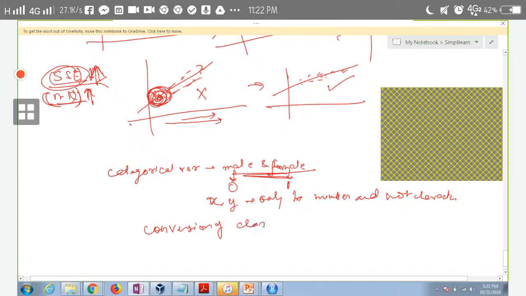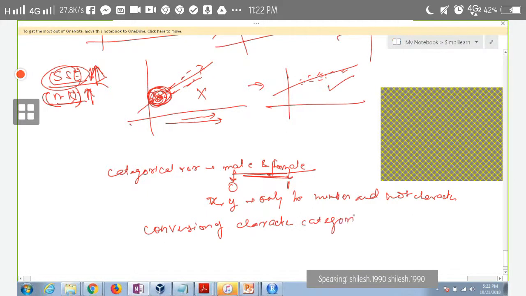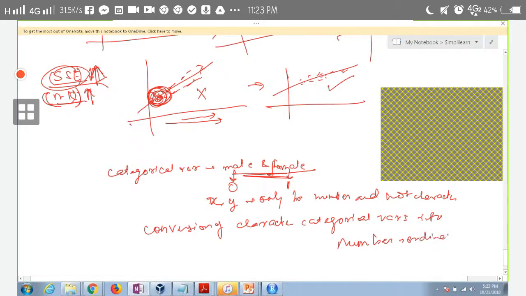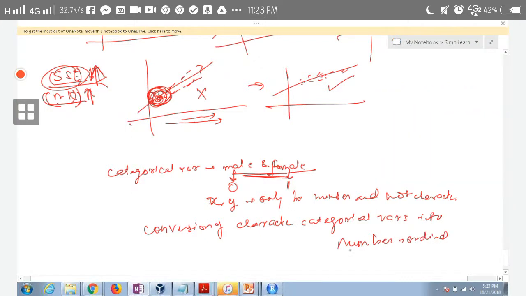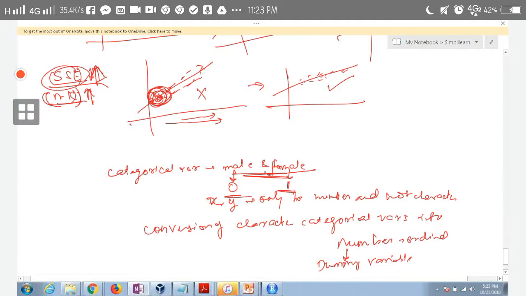of character or categorical variables into numbers, which are ordinal, ordered, 0 and 1. So it is called dummy variable creation. And these zeros and ones are nothing but dummy variables. They are not actual variables. You're just dummying them.